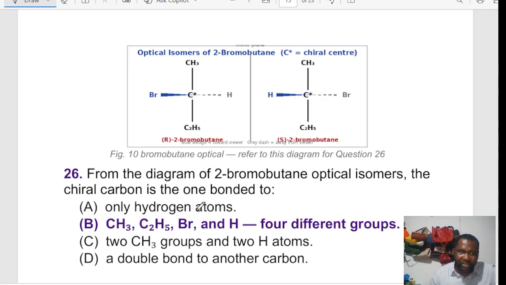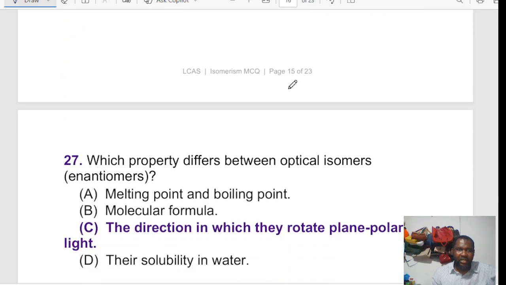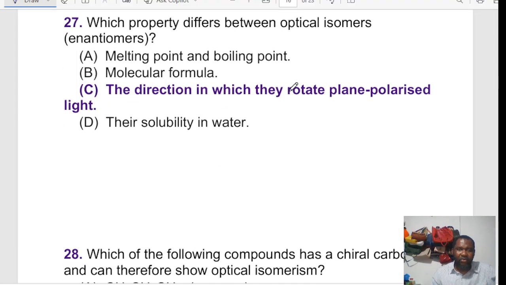So the chiral carbon is the one bonded to A. Only hydrogen. No, that's not true. B. CH3, this and this, 4 different groups. That's it. It must be 4 different groups. And you can see that this is a mirror image of this. When you flip it to the other side, you are going to have this. That's how it works. Okay. And the next one here says, which property differs between optical isomers? The answer is the direction in which they rotate in plane polarized light, which is not really for your level. That's an advanced question, but you should know this. They rotate in different directions. One of them rotates clockwise, the other one rotates anti-clockwise.